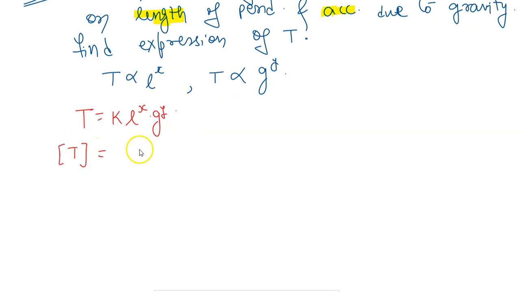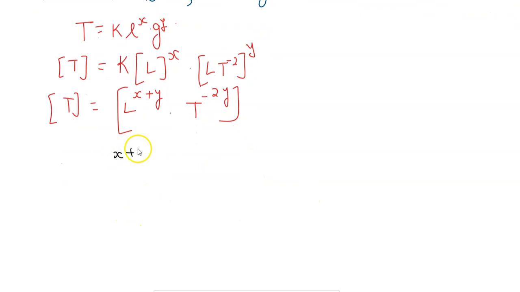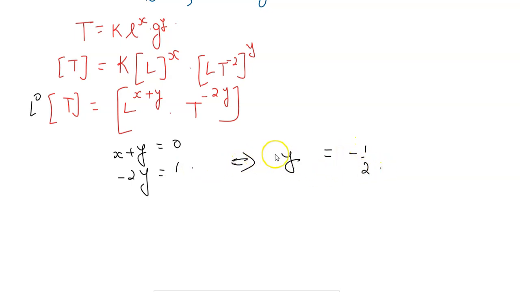So for time it is only T, and L is the length. Acceleration due to gravity, what is the dimension? L T to the power minus 2, raised to y. So we will just compare the dimensions on both sides. L to the power x here, and this becomes L raised to y. So L raised to x plus y times T raised to minus 2y. From here we get two equations. One, x plus y is equal to 0, because on the left hand side there is no length, that means L raised to 0. And minus 2y is equal to 1. This gives us y is equal to minus 1 by 2. If we put this y here, we get x as 1 by 2.